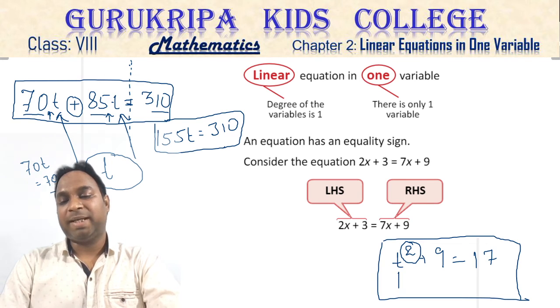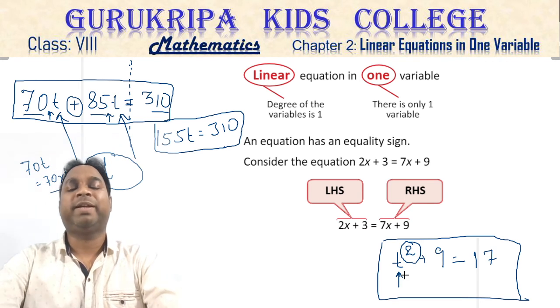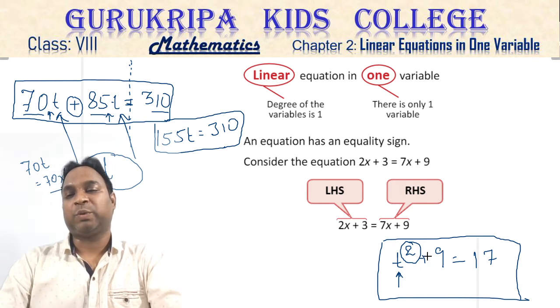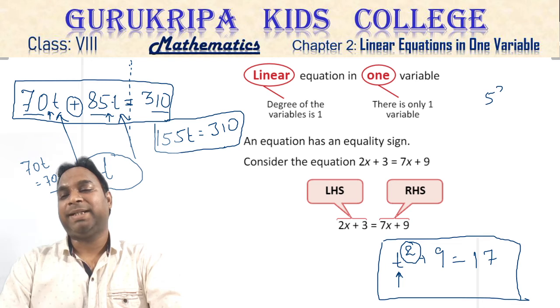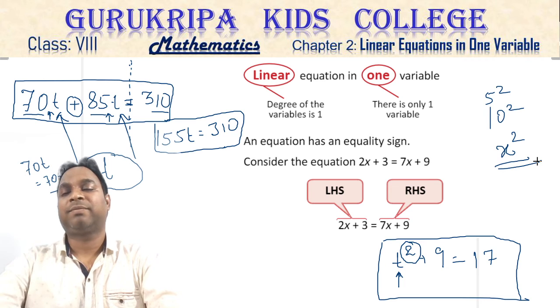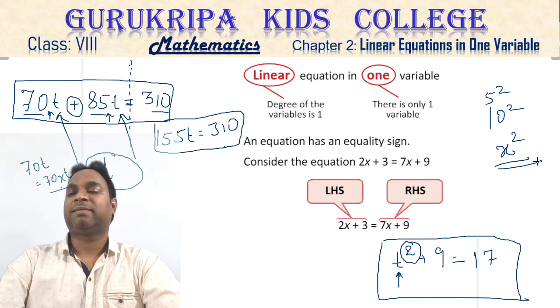This variable is being squared. We cannot square a variable. How can you square a variable? We can calculate 5 square. We can calculate 10 square. We can do all these calculations. But how will you calculate this x square? Can you calculate it? There is no way to calculate it.